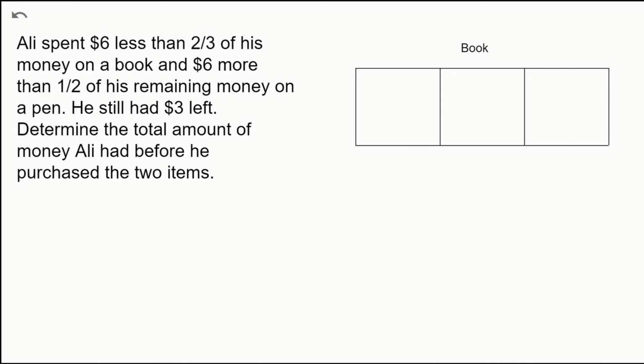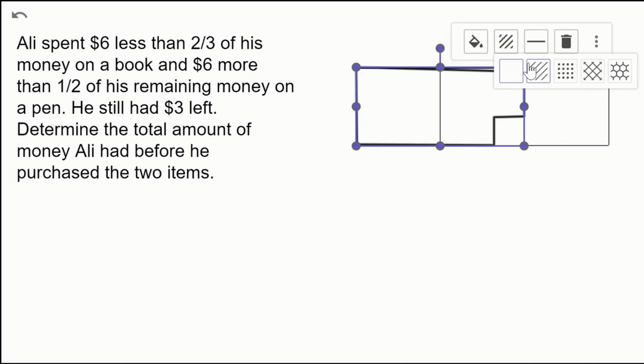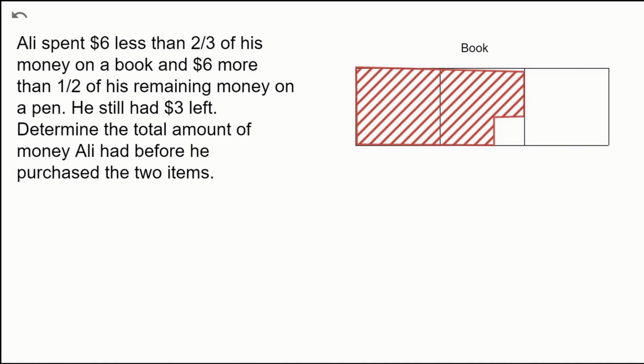We're going to be shading in parts of the rectangle to represent the amount of money Ali spent on the book. It says in the problem Ali spent $6 less than 2/3 of his money on the book. So we'll make less than 2/3 shaded, specifically $6 less than 2/3. As we can see, the shaded portion represents the amount of money Ali spent on the book.